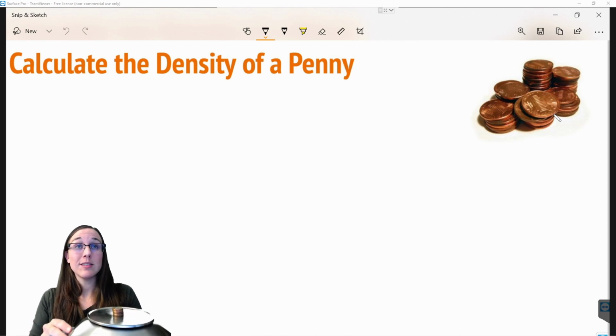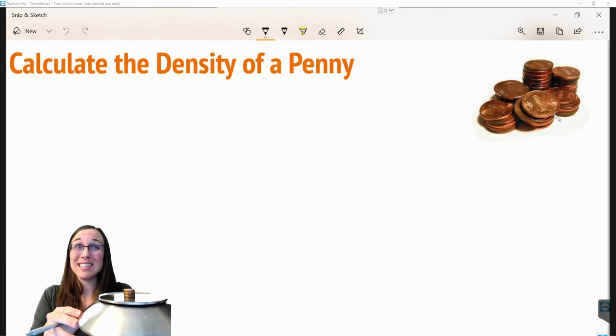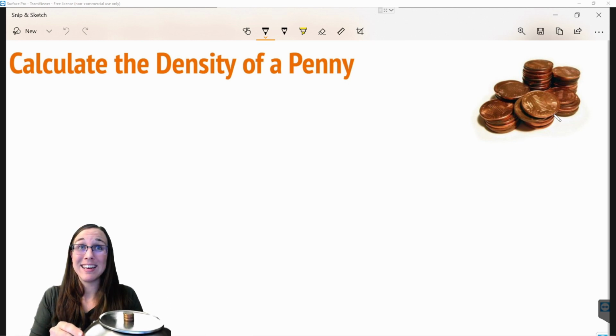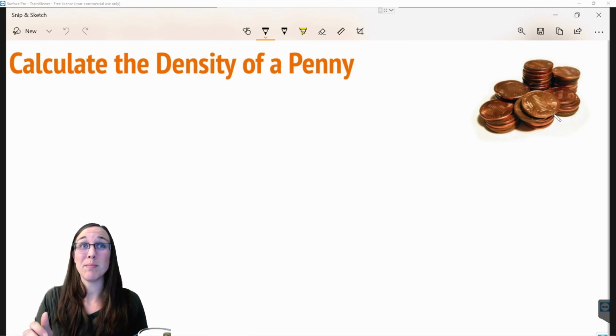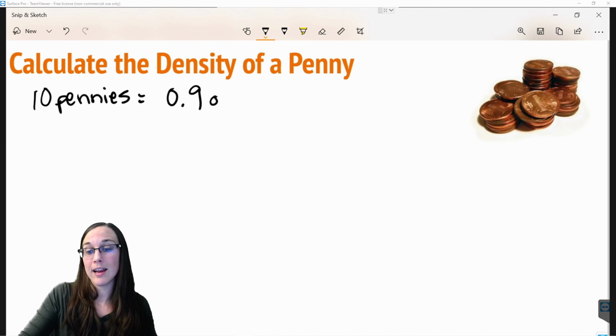Okay. It looks like it comes out to be 0.9 ounces. So let's write that down. 10 pennies comes out to be 0.9 ounces. So we have 10 pennies are equal to 0.9 ounces.